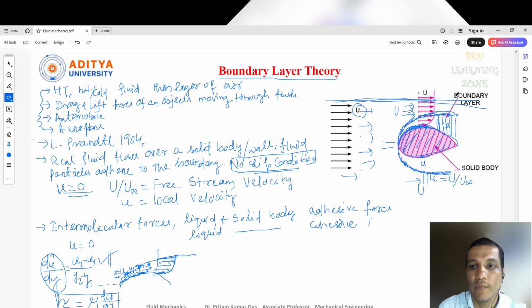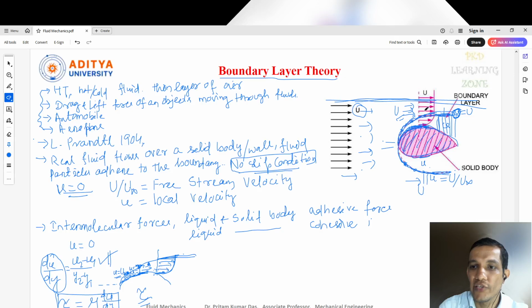So above this boundary layer, what will be there? Here we'll get some value so that we can find some shear stress. That means shear stress exists in between this boundary layer. Above this boundary layer, small u equals capital U. So above this layer, there is no existing local velocity small u. After that, you will get only the free stream velocity, capital U.